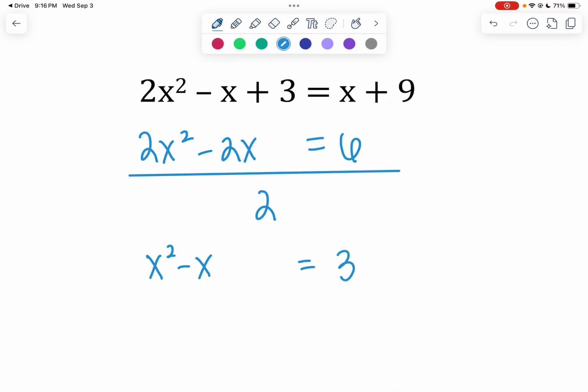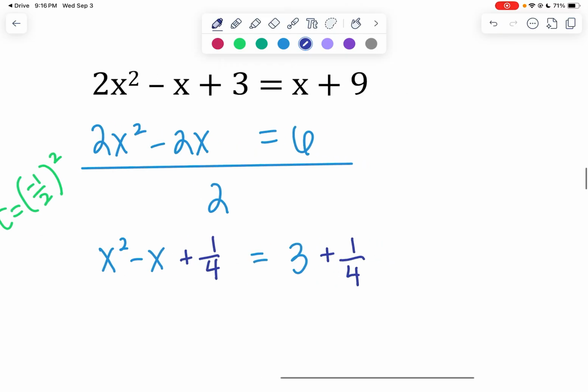And now I'm going to find out what c is. So remember that c is just b divided by 2, which is -1 in this case, divided by 2 squared, which would be 1/4. So now I'm going to add in a 4th on the left side, and I'm going to add in a 4th on the right side. And this is where you have to remember your fraction rules. Anytime you're adding fractions, you need a common denominator. So remember that this 3 isn't going to be 3/4, okay? It's going to be 3 times 4, which would be 12/4. I just took the 3 and multiplied it by the common denominator, okay?